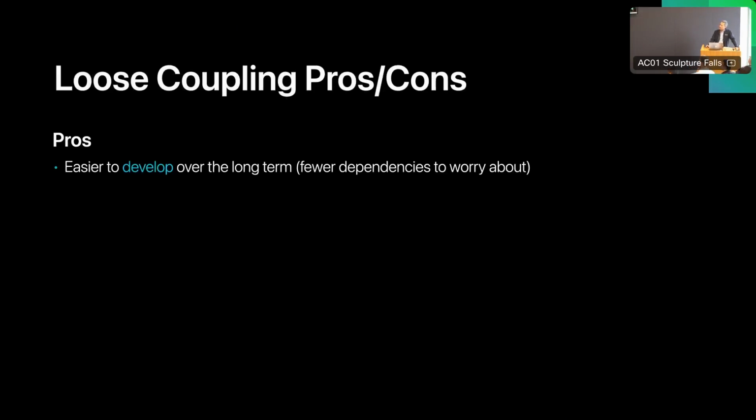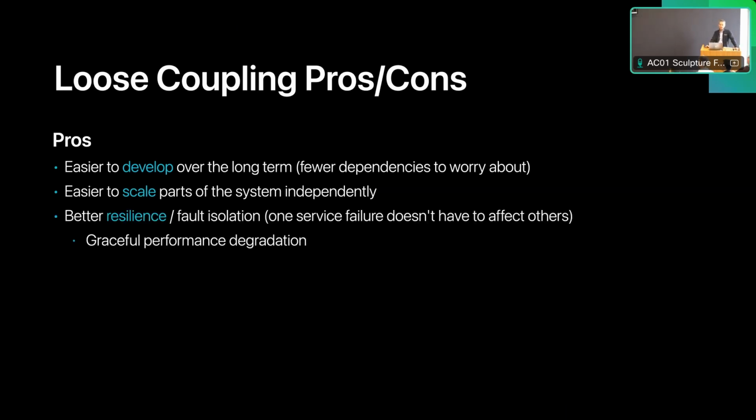Okay, so that's loose coupling, right? But it also has its pros and cons. I think that over the long term, it's easier to develop those because you're making development changes to a single component that now has fewer dependencies to worry about. And you can focus on each component, scaling it independently of other things. It can be easier to scale. You can get better resilience and fault tolerance because one component could go down, but it doesn't necessarily have to bring down the rest of the system.